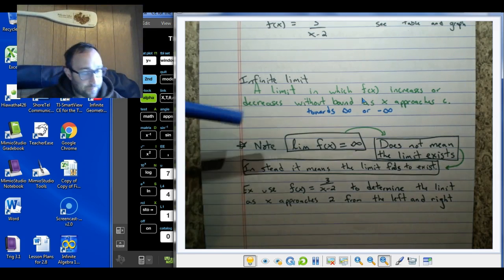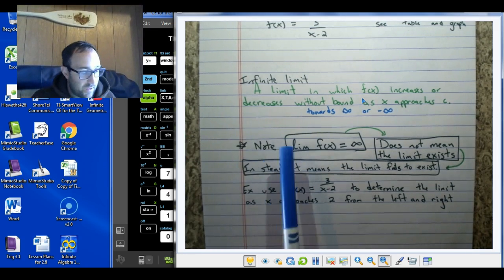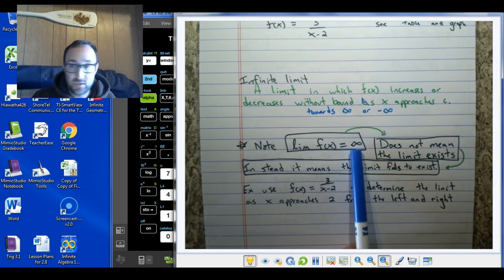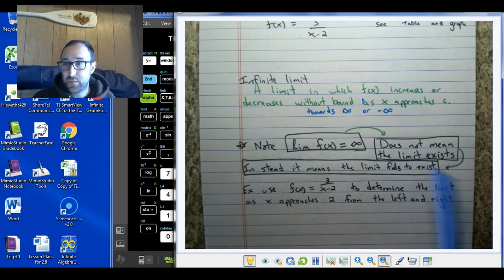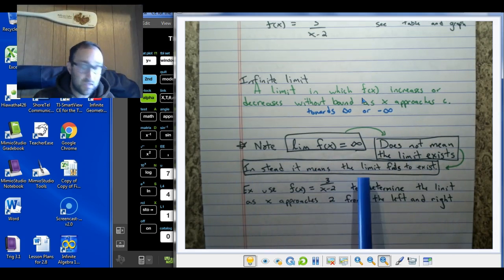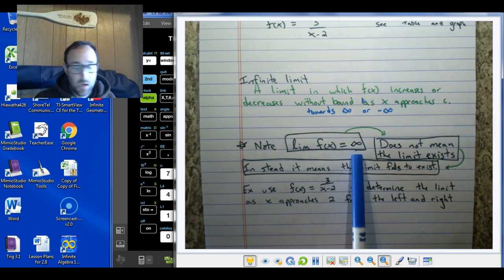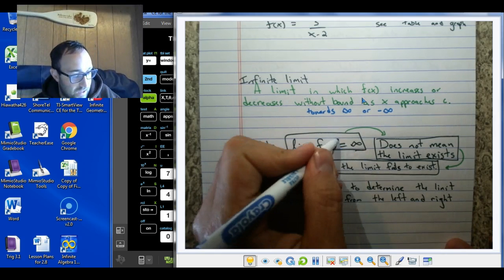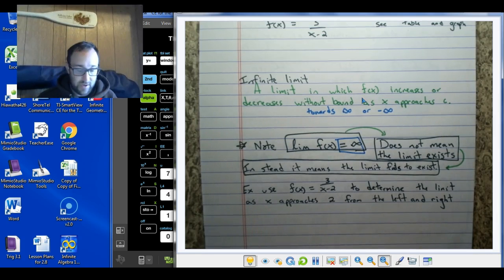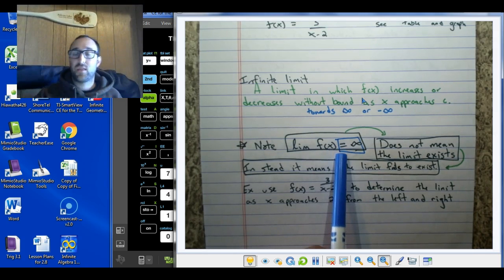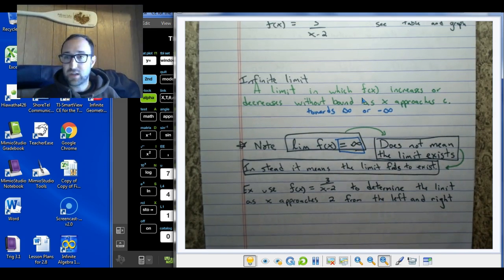Here's a quick note that you should know. If you say the limit of f of x equals infinity, that does not mean the limit exists. Instead, it means the limit fails to exist. It looks like it could exist because you say, oh, it equals something. Be careful about this equal sign. You have to ask what it equals. If it equals infinity, we say the limit does not exist. If it just equals a number, then the limit exists. But because it equals infinity, no.